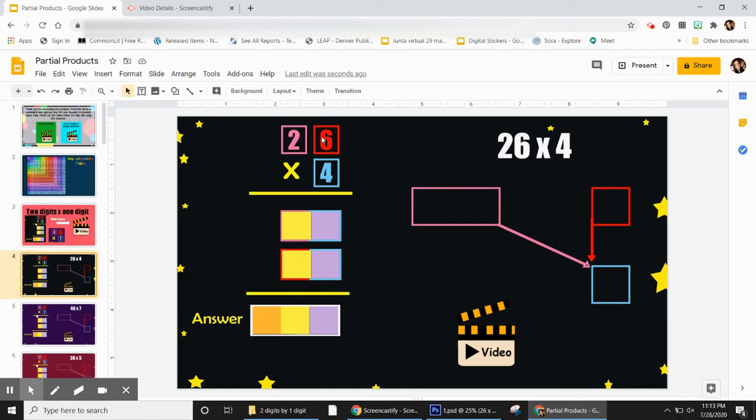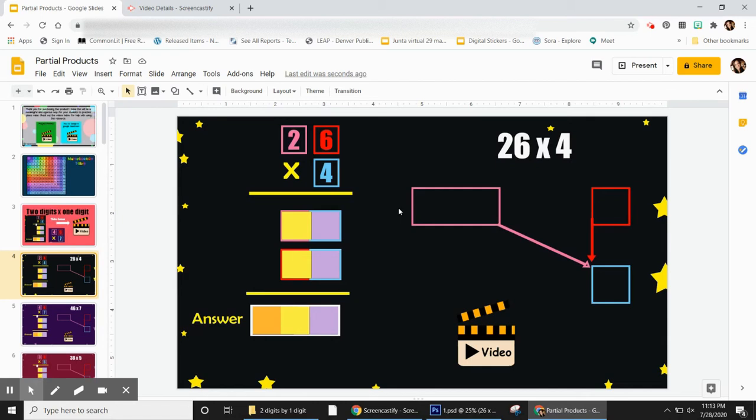It sounds like a lot of work, but if you really practice this, you'll be able to do things like this in your head, because this way of multiplying, for me, really makes sense because you're thinking about the numbers and what they actually stand for. So let me show you what I mean.